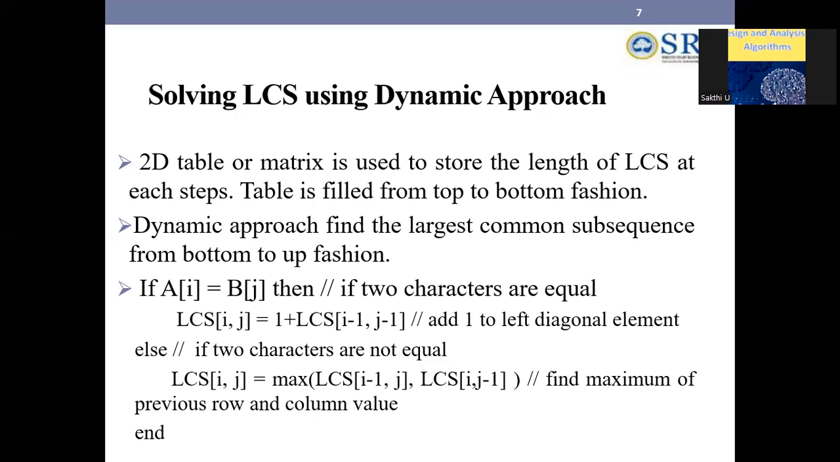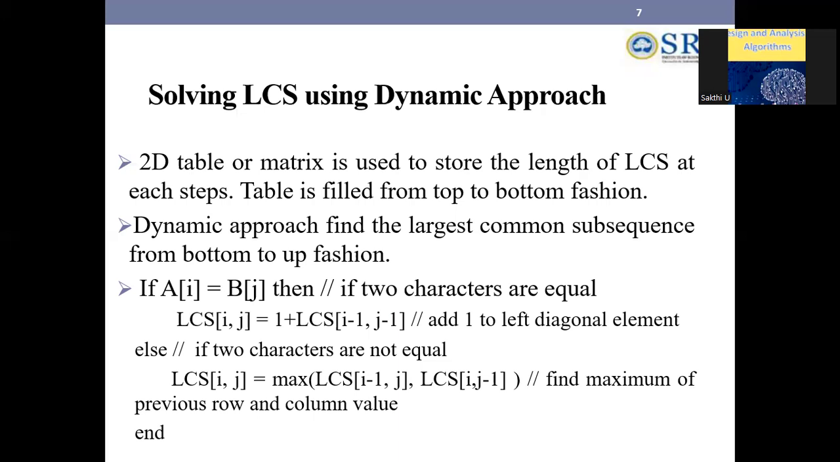If two characters are equal, then add one to the diagonal element, the upper left diagonal element, to get the current position. And if two characters are not equal, find the maximum of the previous row value and the previous column value. These two constraints are used to fill up the table. When forming the m cross n table, the zeroth row and zeroth column are all set to zero. That is used for deriving the value of the next one.